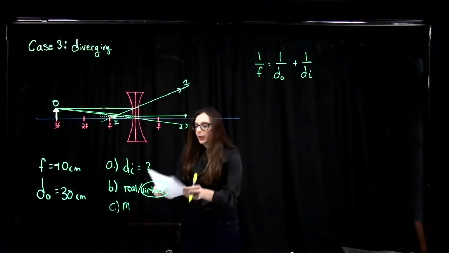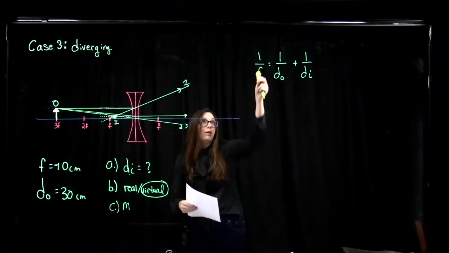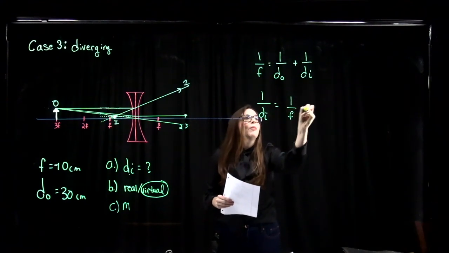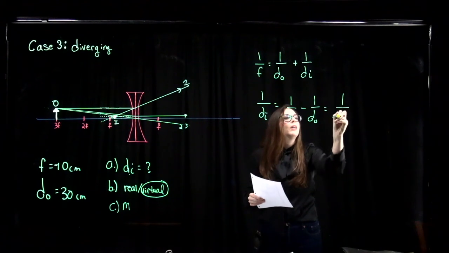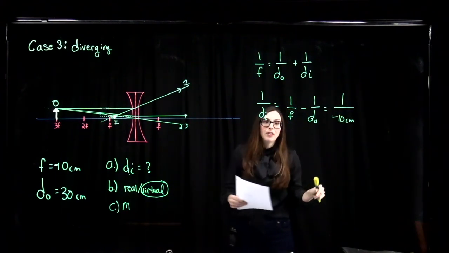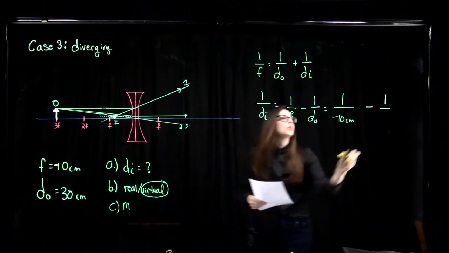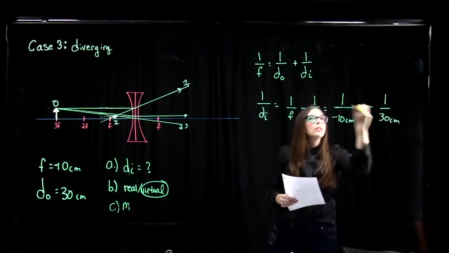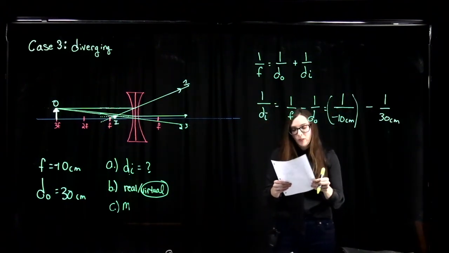Okay, in order to find the distance that the image is from the lens, we're going to use our thin lens equation. We're going to solve this for 1 over di. 1 over di equals 1 over f minus 1 over do. And that's going to equal 1 over negative 10 centimeters, because remember our focal length is negative for a diverging lens, minus 1 over distance to the object, which was 30 centimeters. Okay, so in your calculator you're going to do minus 1 over 10 minus 1 over 30.